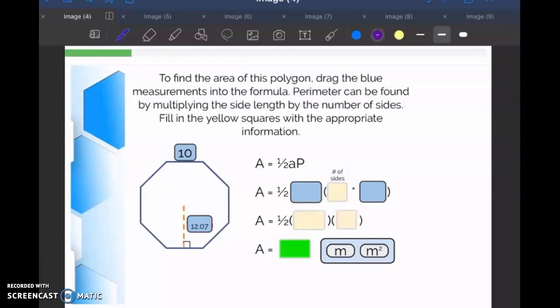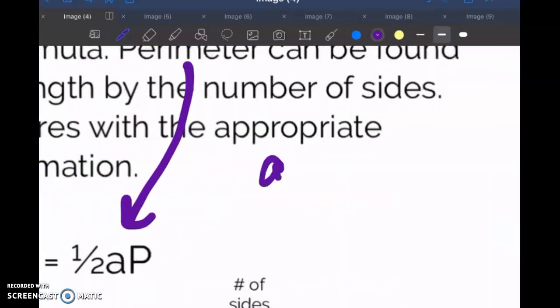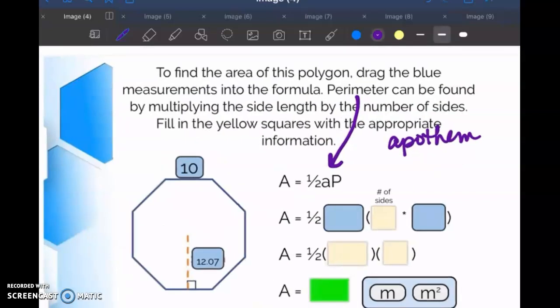So this first one, this polygon is an octagon. Since it's an octagon, we need to know the perimeter, and we need to know the apothem. This A is the apothem. We need to know both of these. Well, they give us the apothem right there.